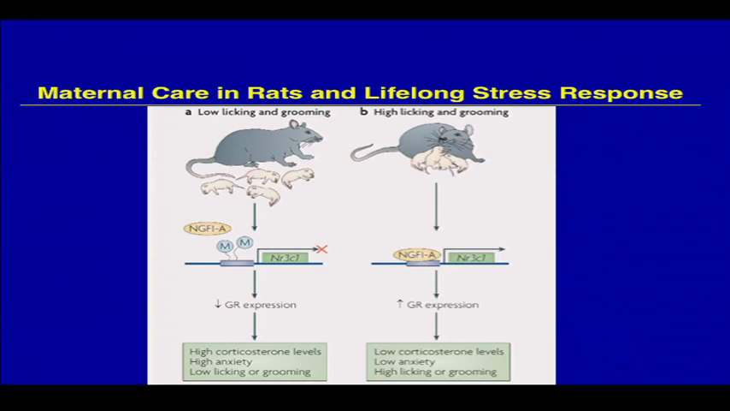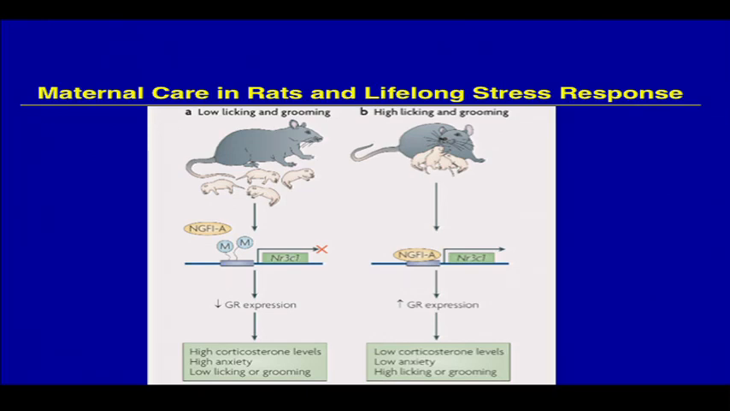Conversely, over here, you do not have the methylation, so the promoter protein is able to bind. You get increased expression of the glucocorticoid receptor, low corticosterone levels, low anxiety, and high licking and grooming of those offspring in the future.